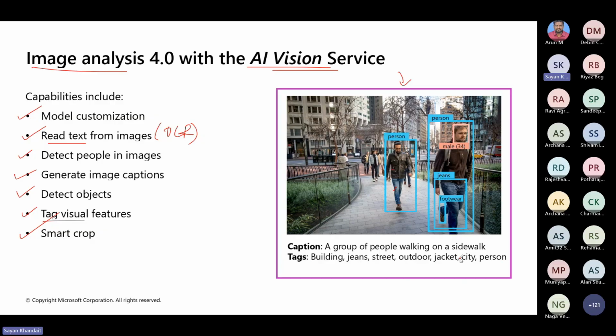In that case, the output would be shown in the terminal. The format will be different, but the overall output will be the same anyway. So the caption, you can see a group of people walking on a sidewalk, and the tags generated are building in the background, jeans, street, outdoor, city, jacket, person. These are the tags associated with all the main visual features in the image.